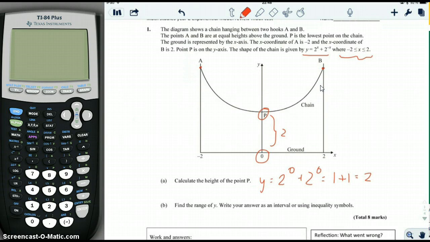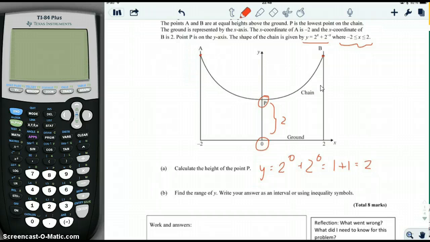But you could have used the calculator to do that, and you could use the calculator to find out a bunch of points. So why don't we do that just so that you can see how to do it with the calculator. We turn the calculator on, and we go to the y equals screen, and then we are going to put in 2 to the x plus 2 to the negative x. So that's our function. Let's see what it looks like.